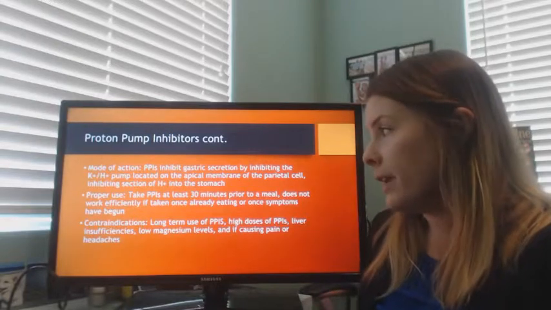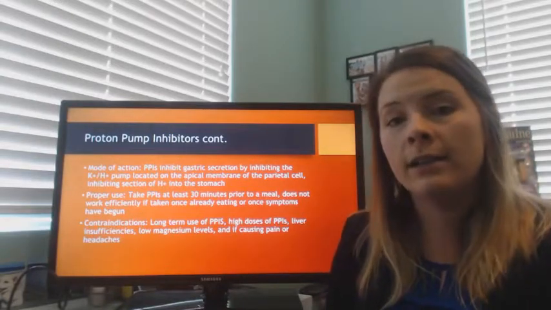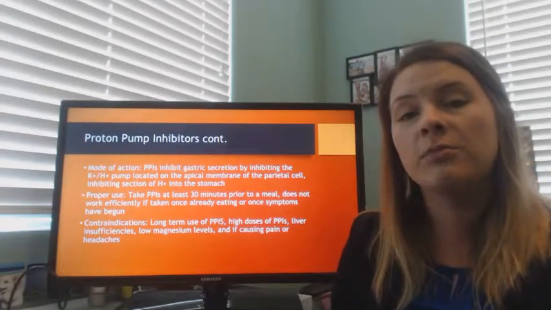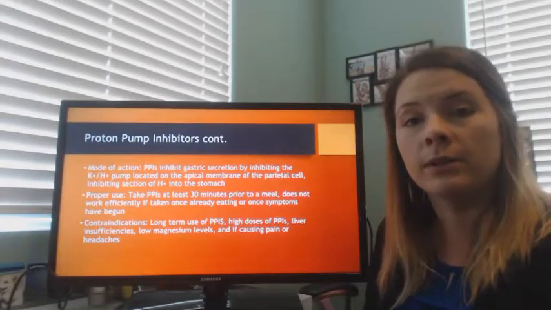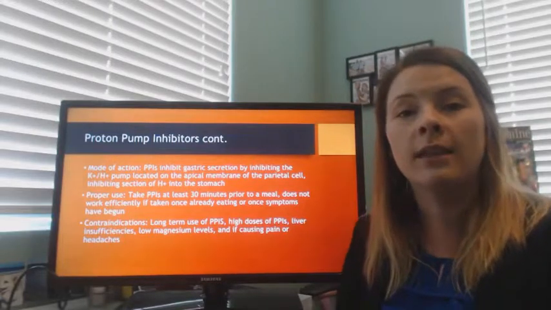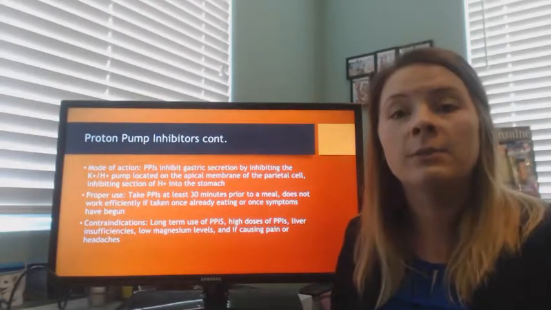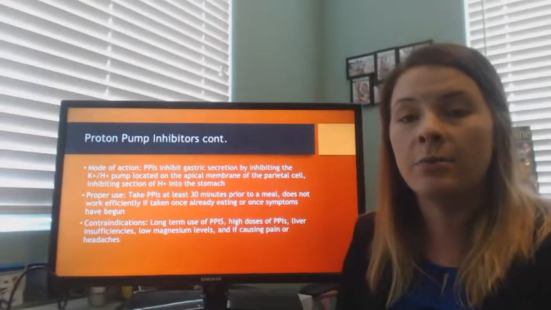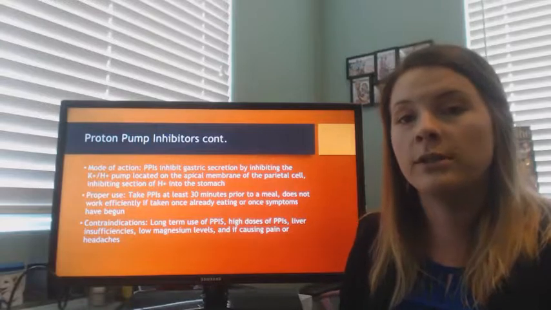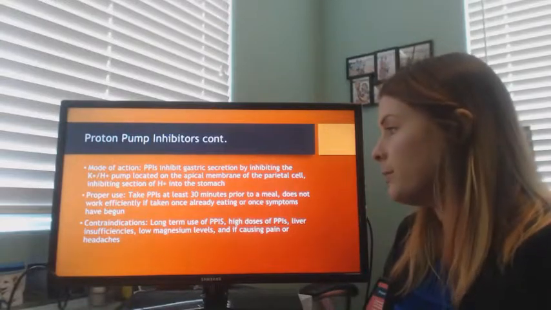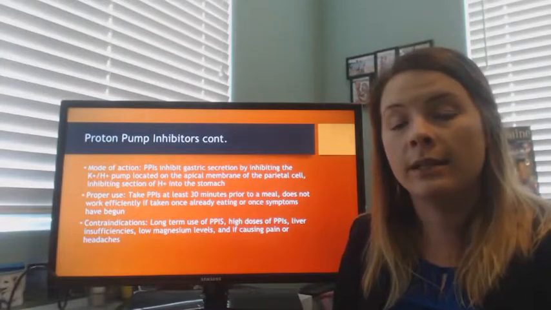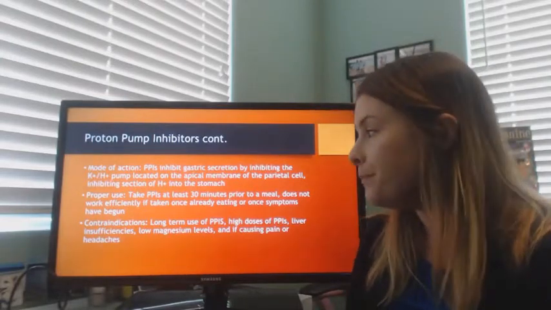Proper use of these medications. Take PPIs a little differently than you would take an H2 blocker. PPIs should be taken 30 minutes prior to mealtime. A common misconception is that people want to take them when they're starting to have symptoms or right as they're starting to eat their meal, but the most efficient use of these medications is to take them 30 minutes prior to mealtime to allow the gastric system to adapt and decrease acid production while eating.